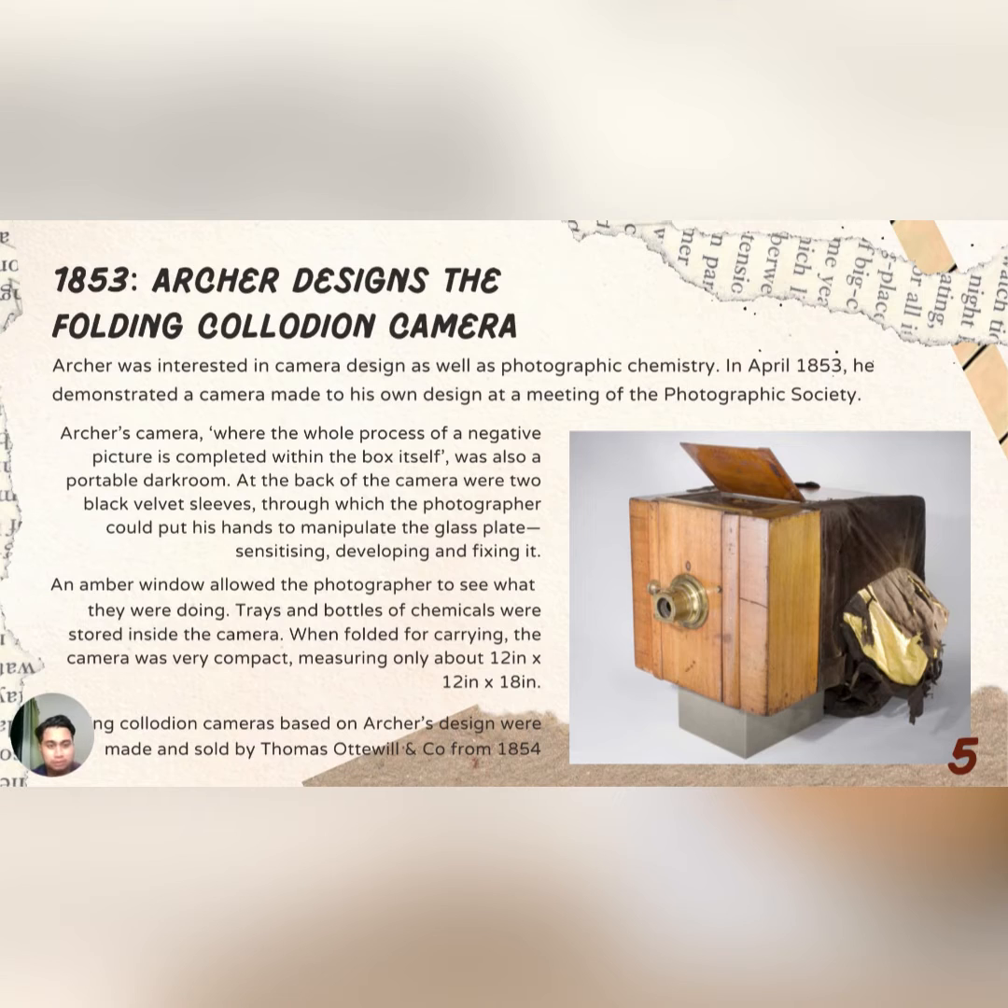A tray and the bottles of chemicals were stored inside the camera. When folded for carrying, the camera was very compact, measuring only about 12 inches by 8 inches. Folding collodion cameras based on Archer's design were made and sold by Thomas Ottewill and Co. from 1854.